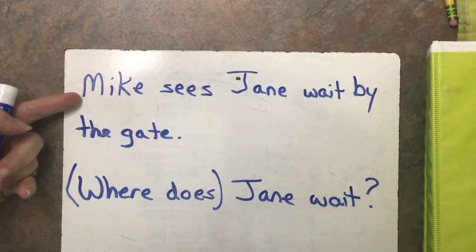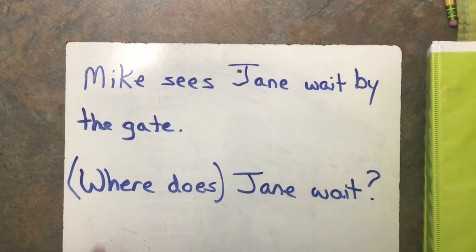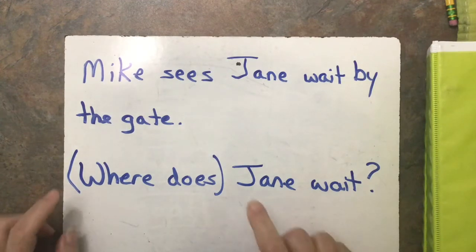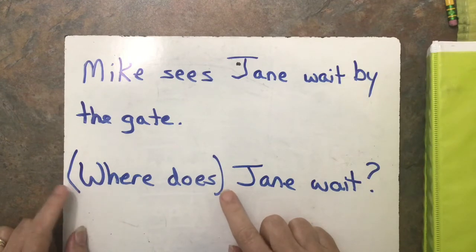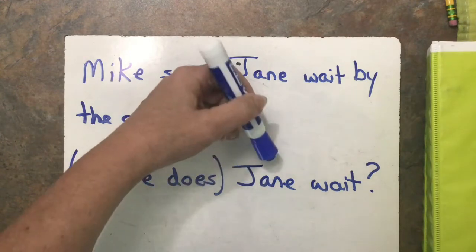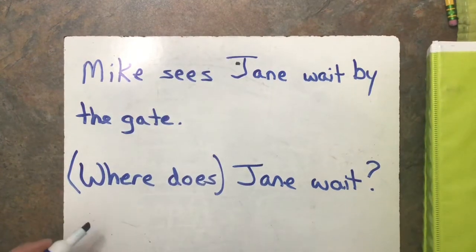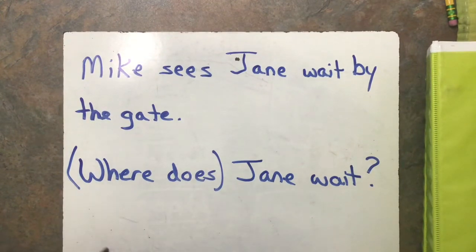I want you to read this sentence to yourself. Our question is asking, where does Jane wait? And remember what we've learned so far about building our answer: we need to put arms around the asking part of the question, and we're going to start our answer with Jane. It says, where does Jane wait? So we're going to start building our answer with Jane.